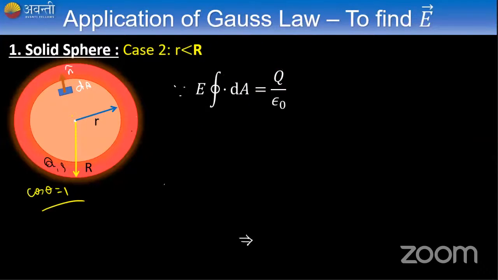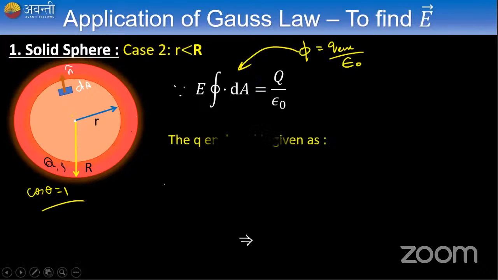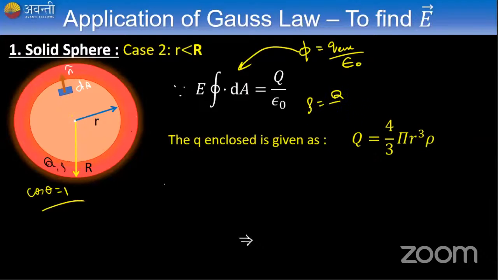Then how can I write my Gauss law? My flux phi is equal to Q enclosed by epsilon naught. My phi is nothing but the integral of E dot dA. Now on simplifying, Q enclosed divided by epsilon naught. So we know that rho is equal to Q by volume. So Q will be rho times volume, right?